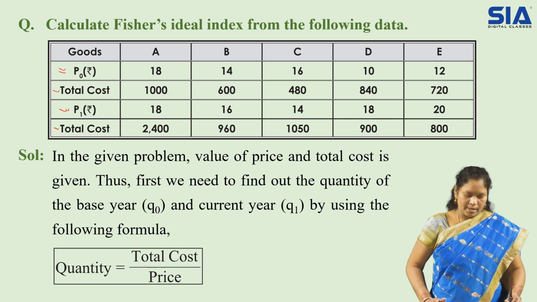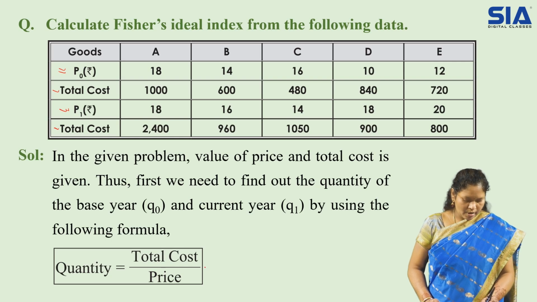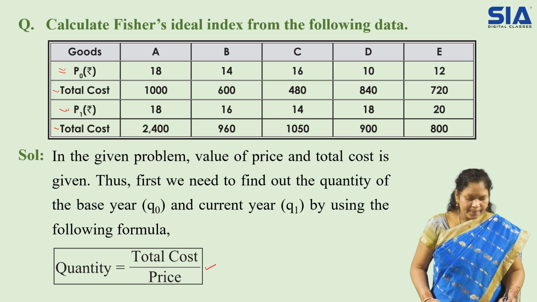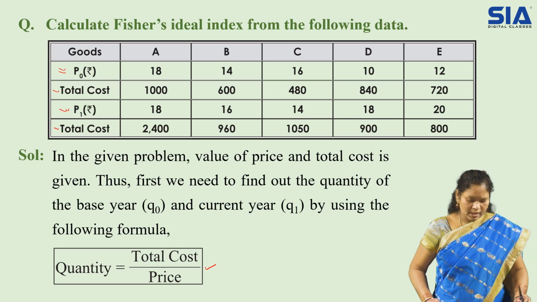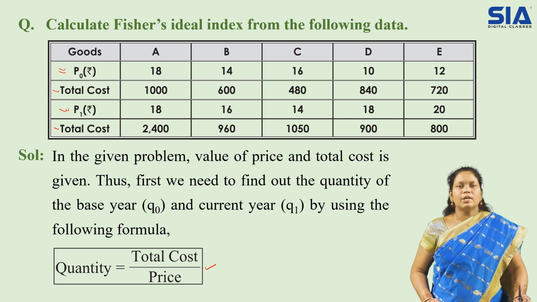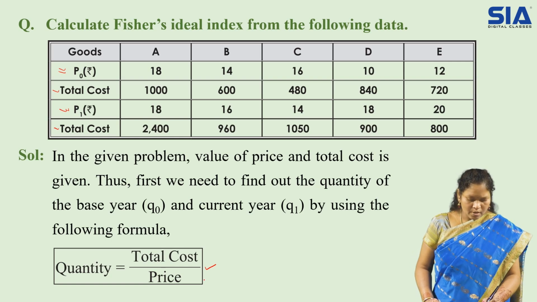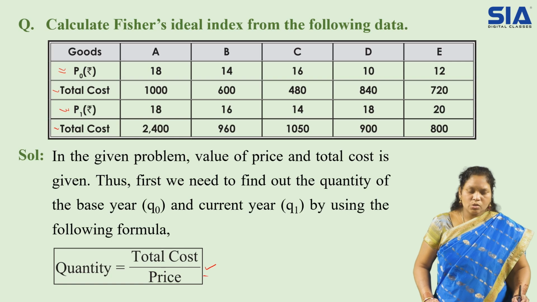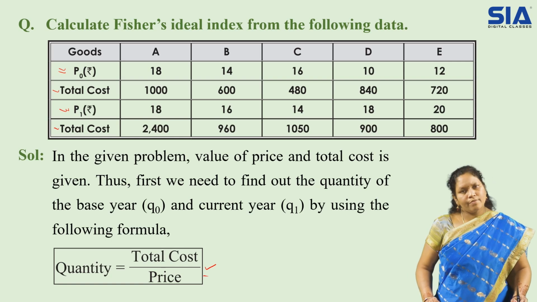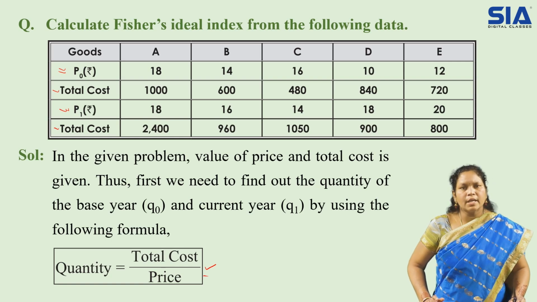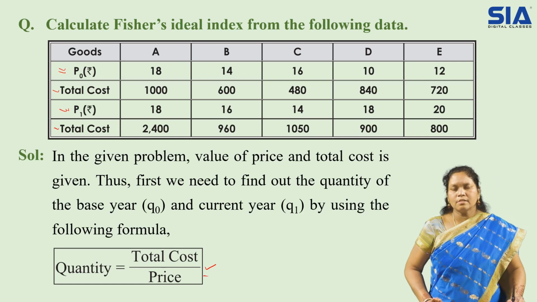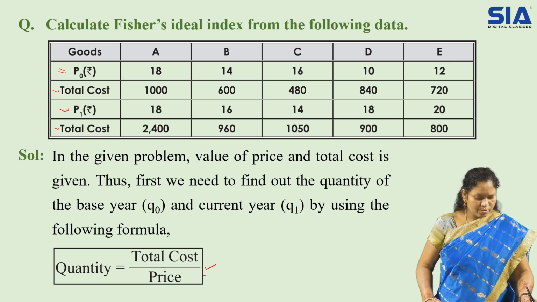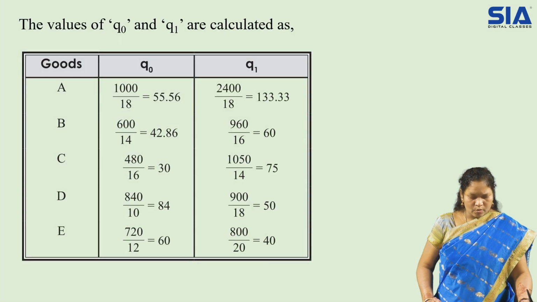We have a formula. To identify the quantity, the formula is total cost by price. So whenever they mention price and cost, in this way we need to find our quantities. So quantity is equal to total cost by price. For base year quantity, same formula. Current year quantity, same formula. For current year, consider current year values. For base year, consider base year values. So using that given data, let us go for it.